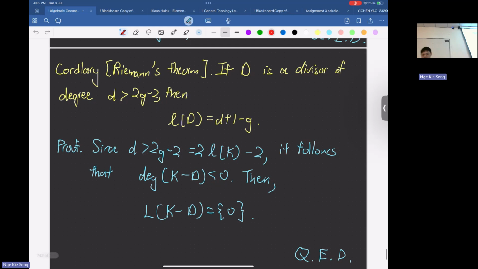Okay, and then next is Riemann's theorem. So if D is a divisor whose degree is greater than 2g minus 2, meaning the degree is larger than that of the canonical divisor, then we can straight away compute the little l of D, which is d plus 1 minus g. Basically you force the degree of K minus D to be negative, and yesterday we proved that if your divisor has negative degree, then L of K minus D is the zero space.